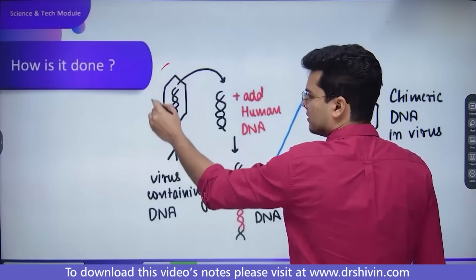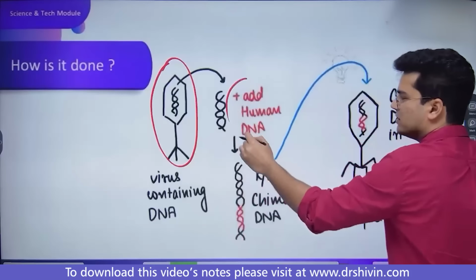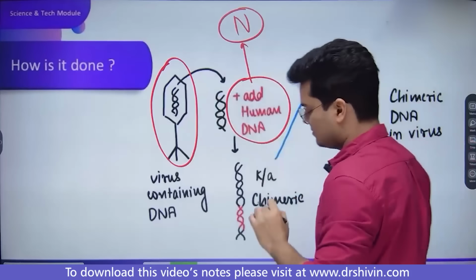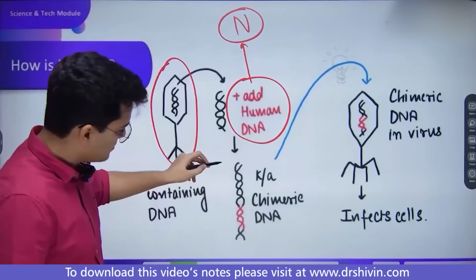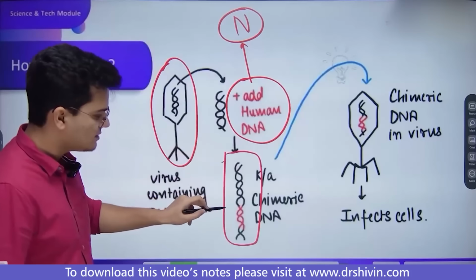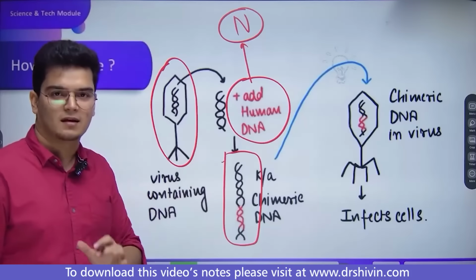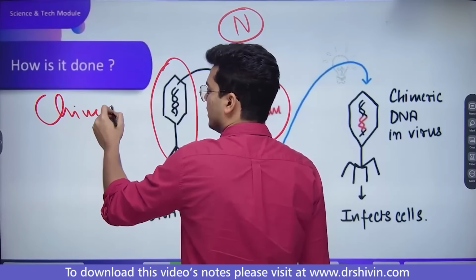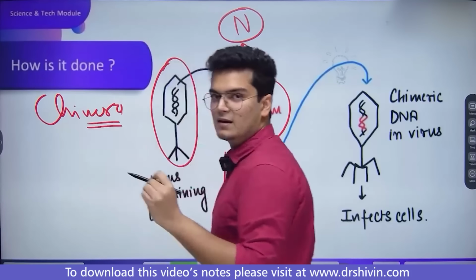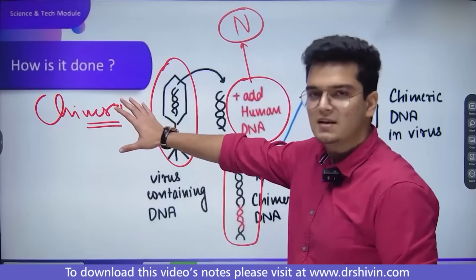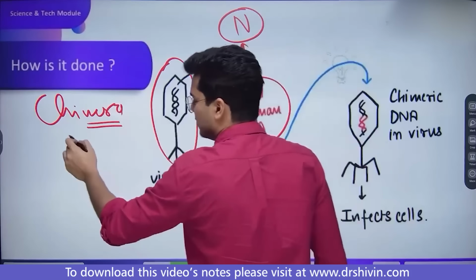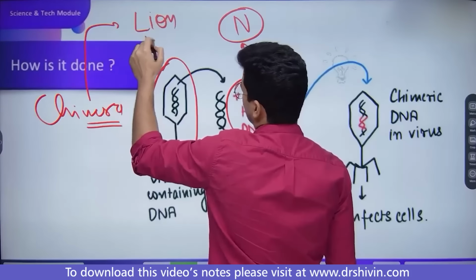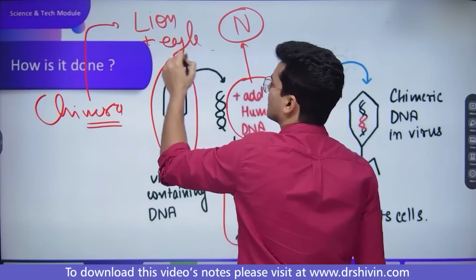Virus containing the DNA is here. I add the human DNA containing the normal gene to the virus. What will form? Something like this. What is this? This is called chimeric DNA. What is a chimera? Chimera is a mythical or mythological animal. It does not actually exist. It is an animal that has a lion's body and the wings of an eagle. Something like this. I'm not exactly sure.